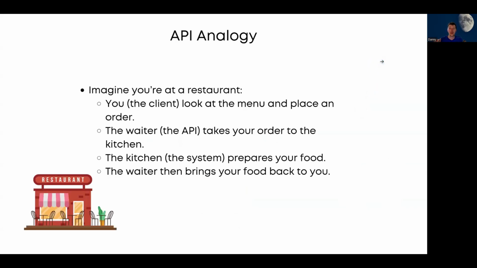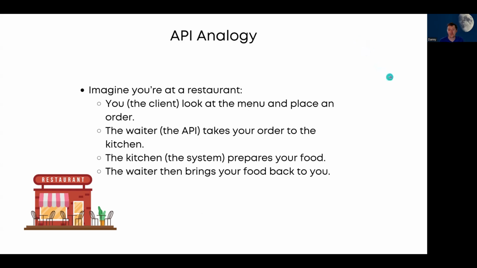So let's start with an API analogy, and this is a pretty popular one when you're trying to understand the concept. Imagine you're at a restaurant, you're the client, you look at a menu, place an order. The waiter, the API, takes your order to the kitchen, the system prepares your food, the waiter then brings your food back to you. So if you think about this again, you, the client, make a request, the waiter takes that back to the system, which then sends a response, namely your food, and brings it back to you.